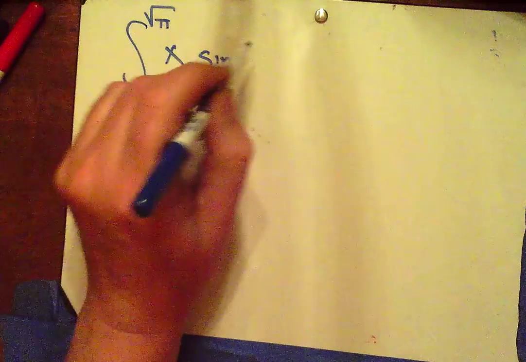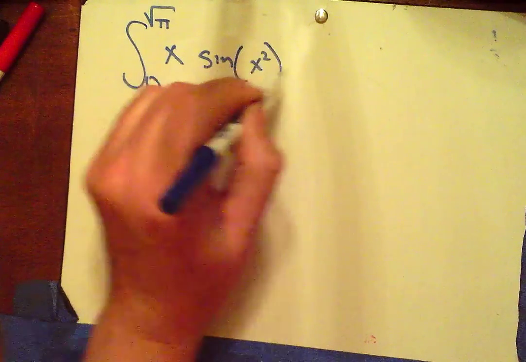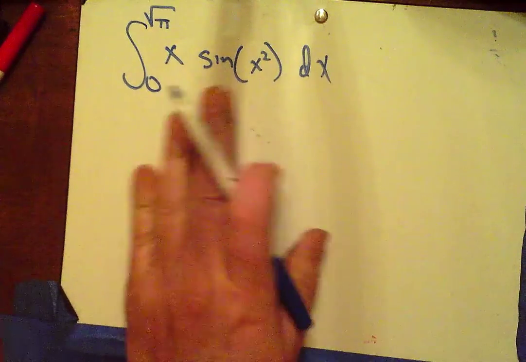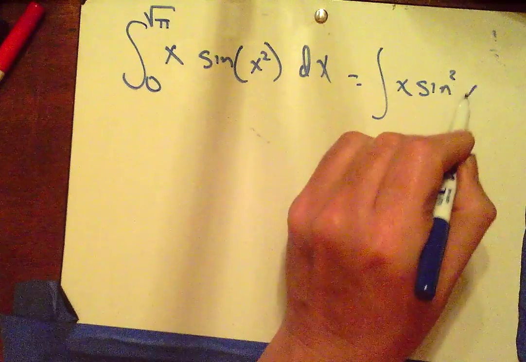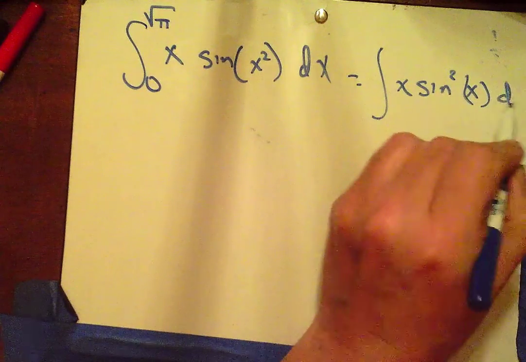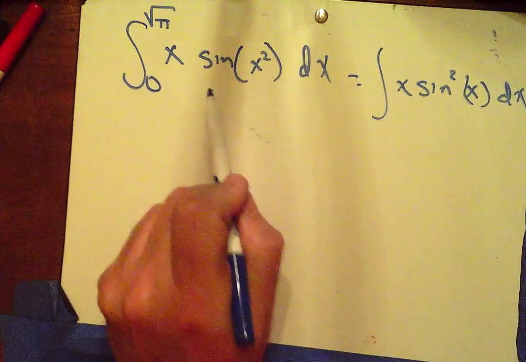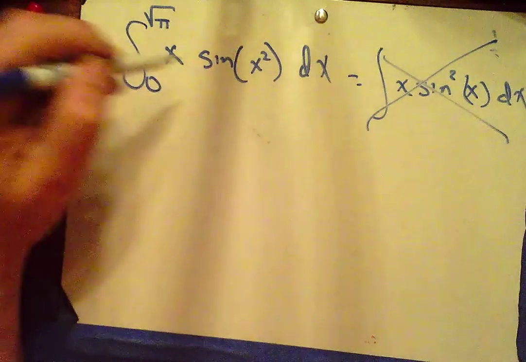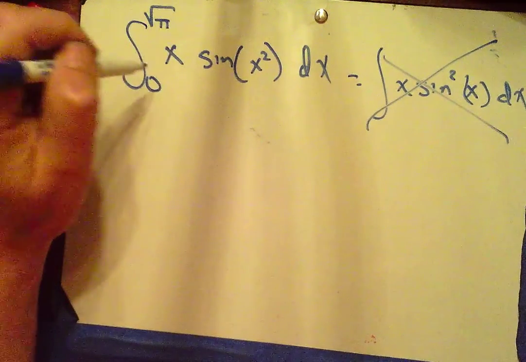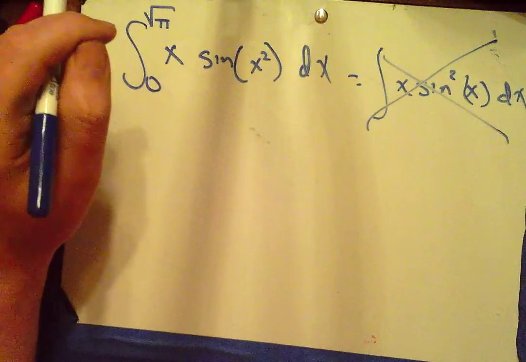So what do I do in this situation? The integral from 0 to square root of pi of x sine of x squared dx. Okay, this is very different than if I were asking you sine squared x dx. I'm doing this one, not this one. Okay, so it's a U sub. Go ahead and do that U sub. Give it a try.